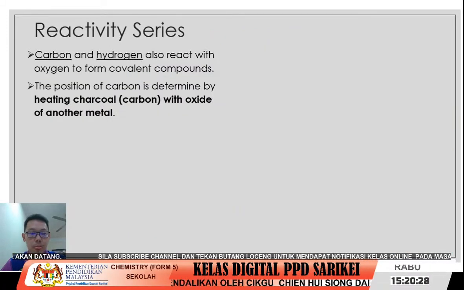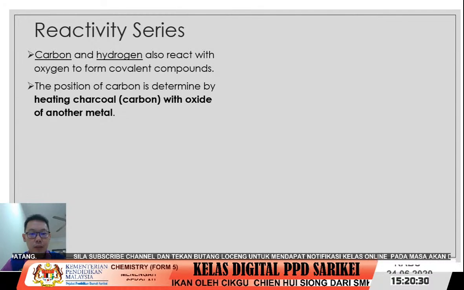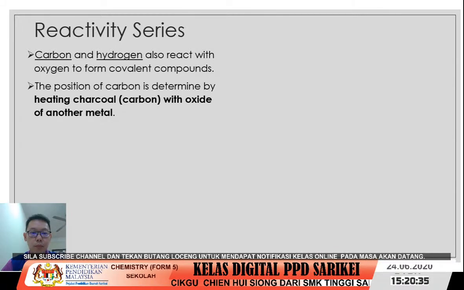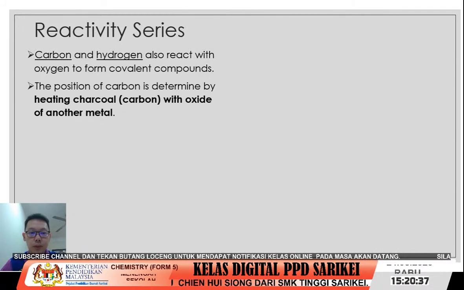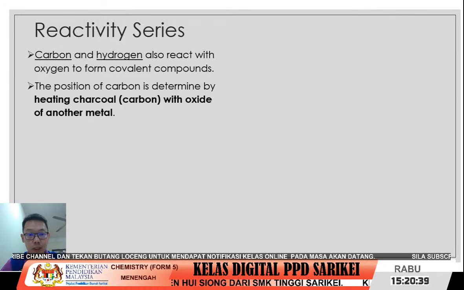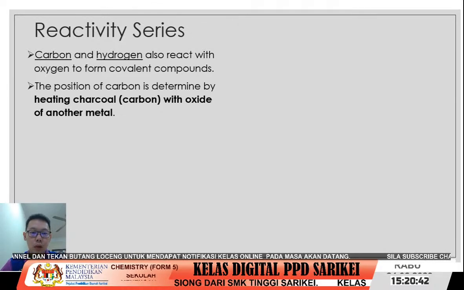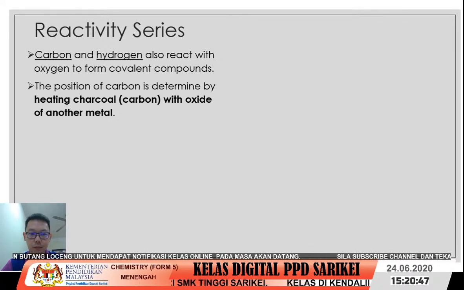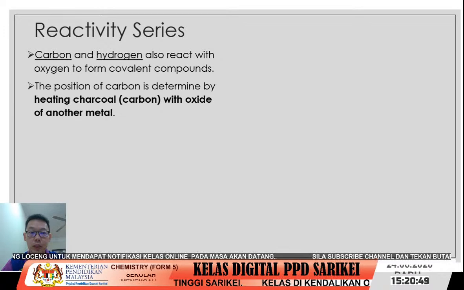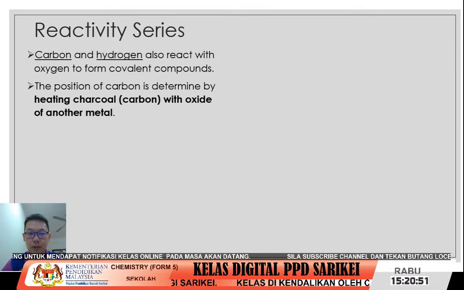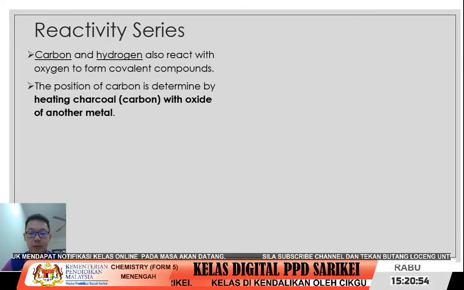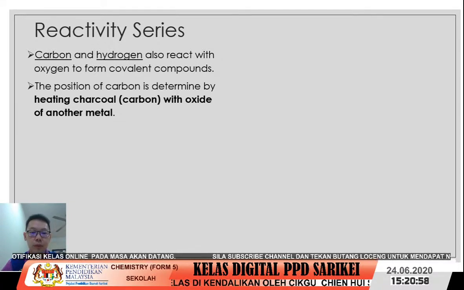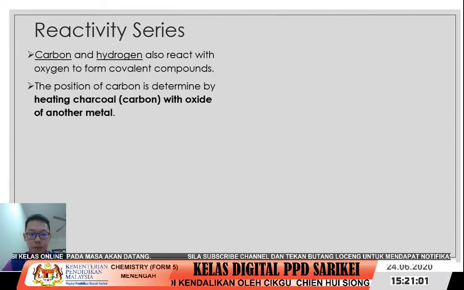Reactivity series. Carbon and hydrogen also react with oxygen to form covalent compounds. For example, carbon reacts with oxygen to form carbon monoxide or carbon dioxide. Hydrogen also reacts with oxygen to form water. That is why we can include carbon and hydrogen in the reactivity series. So how is the position of carbon determined?